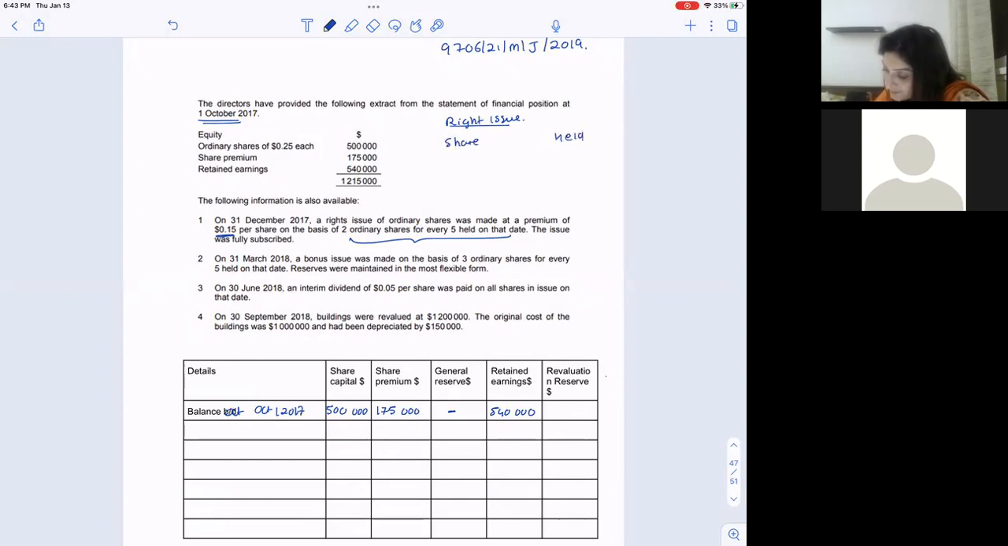So 500,000 divided by 0.25. 2 shares for 5 held. How many shares you have? 500,000 divided by 0.25, you have 2 million shares. So into 2 divided by 5. So you're going to do a rights issue of how many shares? 800,000 shares.